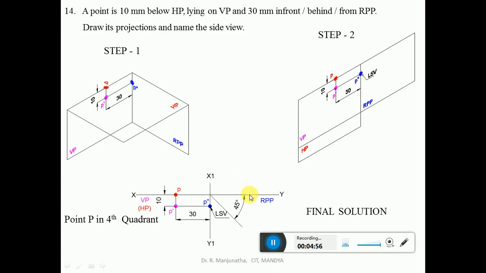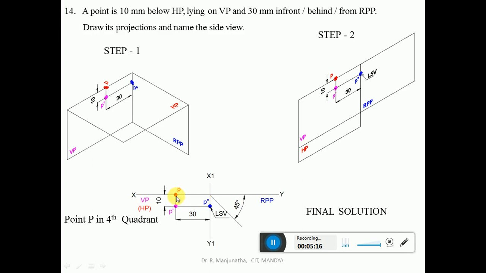So first you draw a horizontal projector from the front view to the x1 y1 line, and then draw a 45 degree line adjacent to the top view, that is on HP. So you draw a 45 degree line adjacent to HP. Then project the top view point onto the 45 degree line.